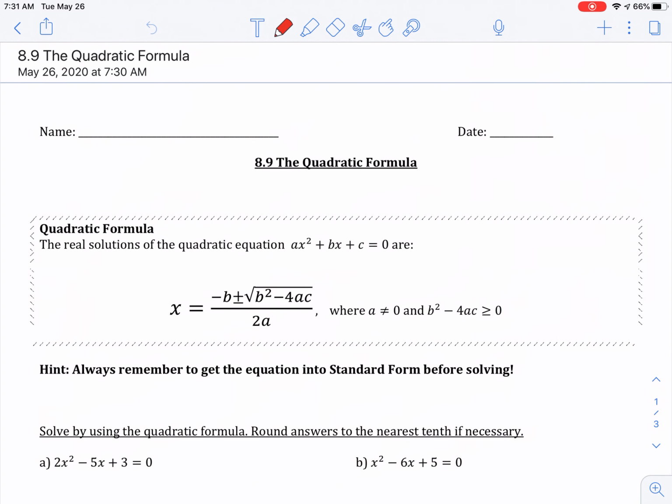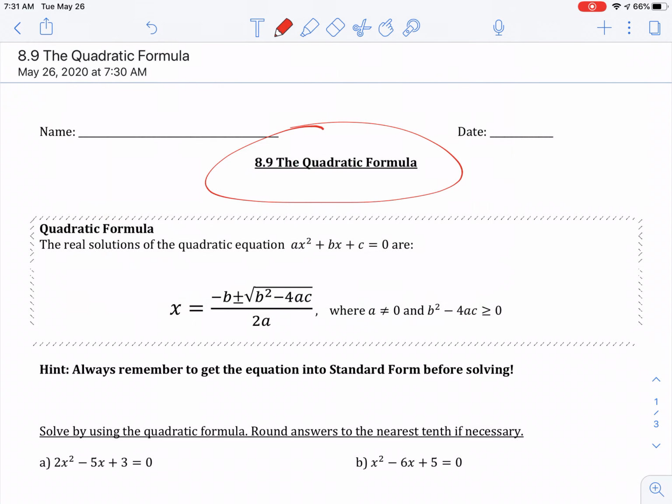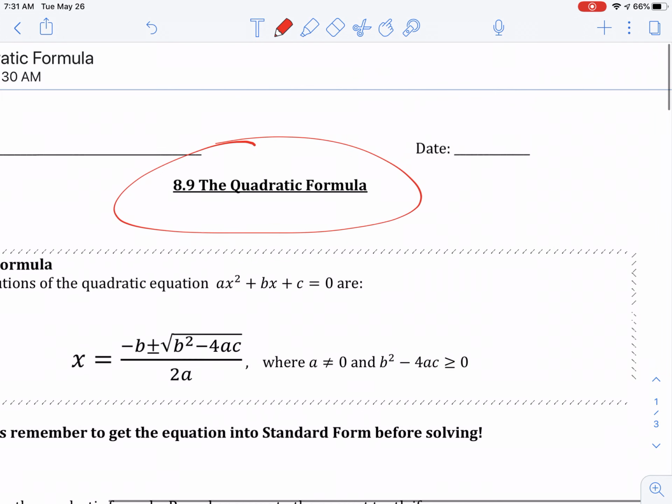Alright, we are skipping to lesson 8.9, the last lesson of chapter 8, right here. 8.9 is called the quadratic formula. The quadratic formula is used to solve a quadratic when you do not have a graph given to you.